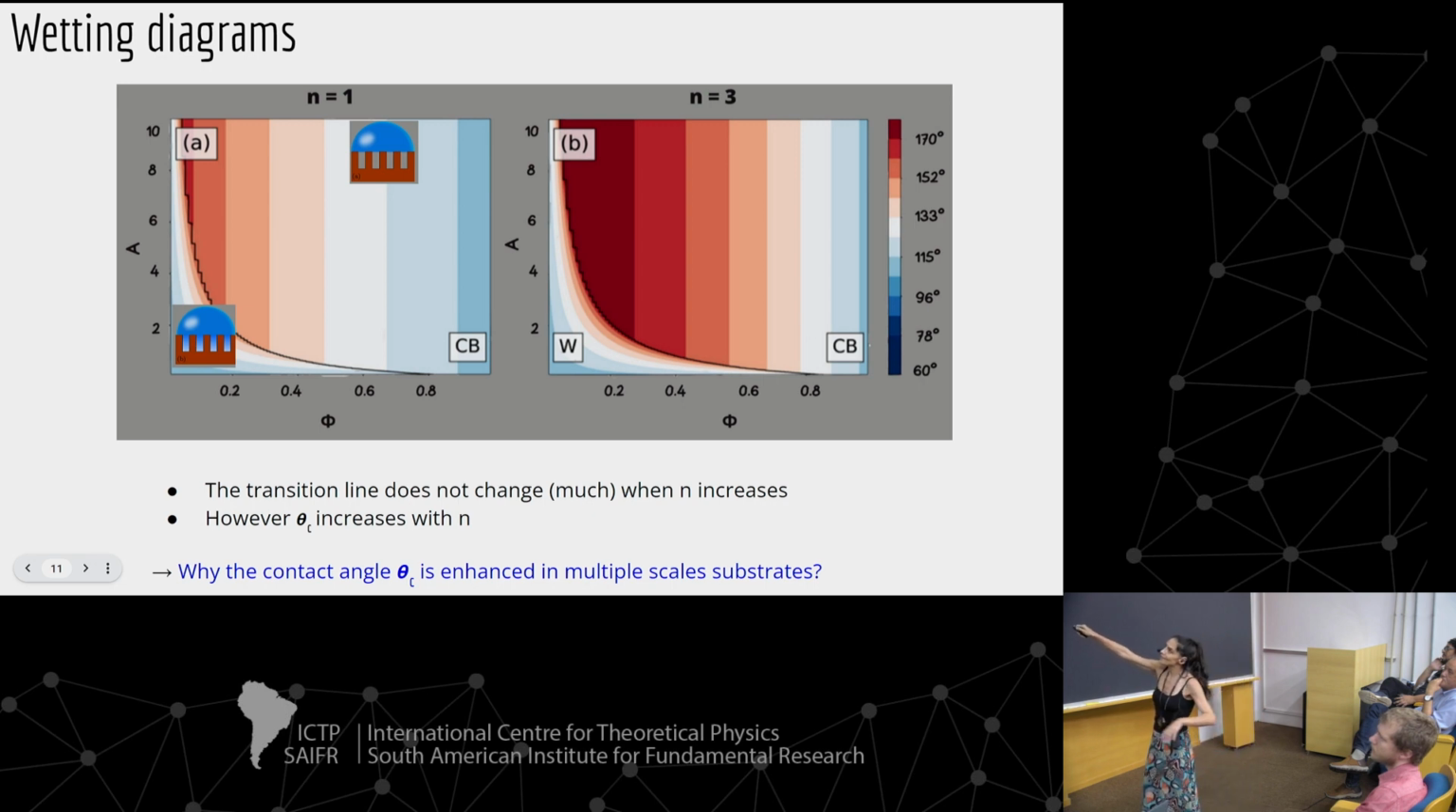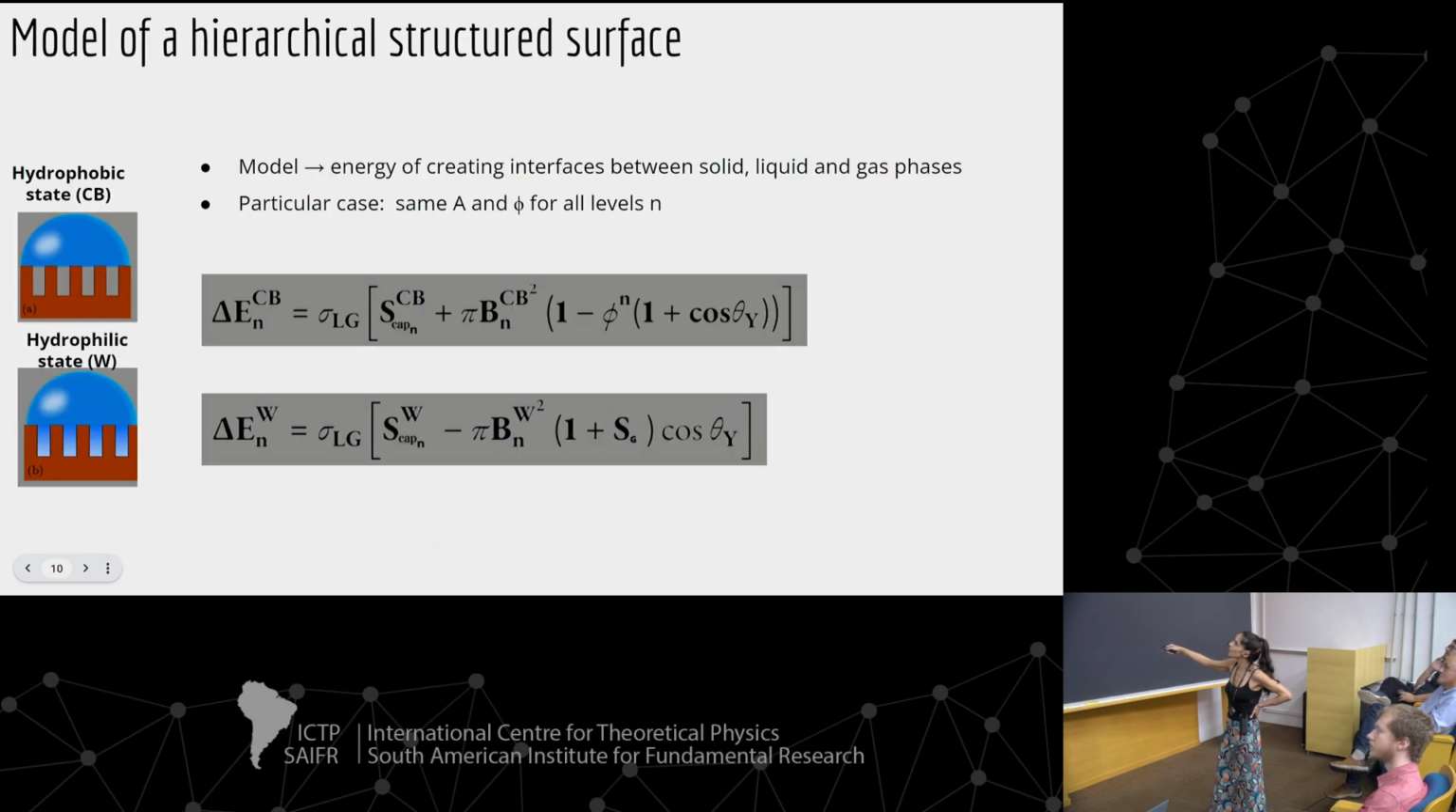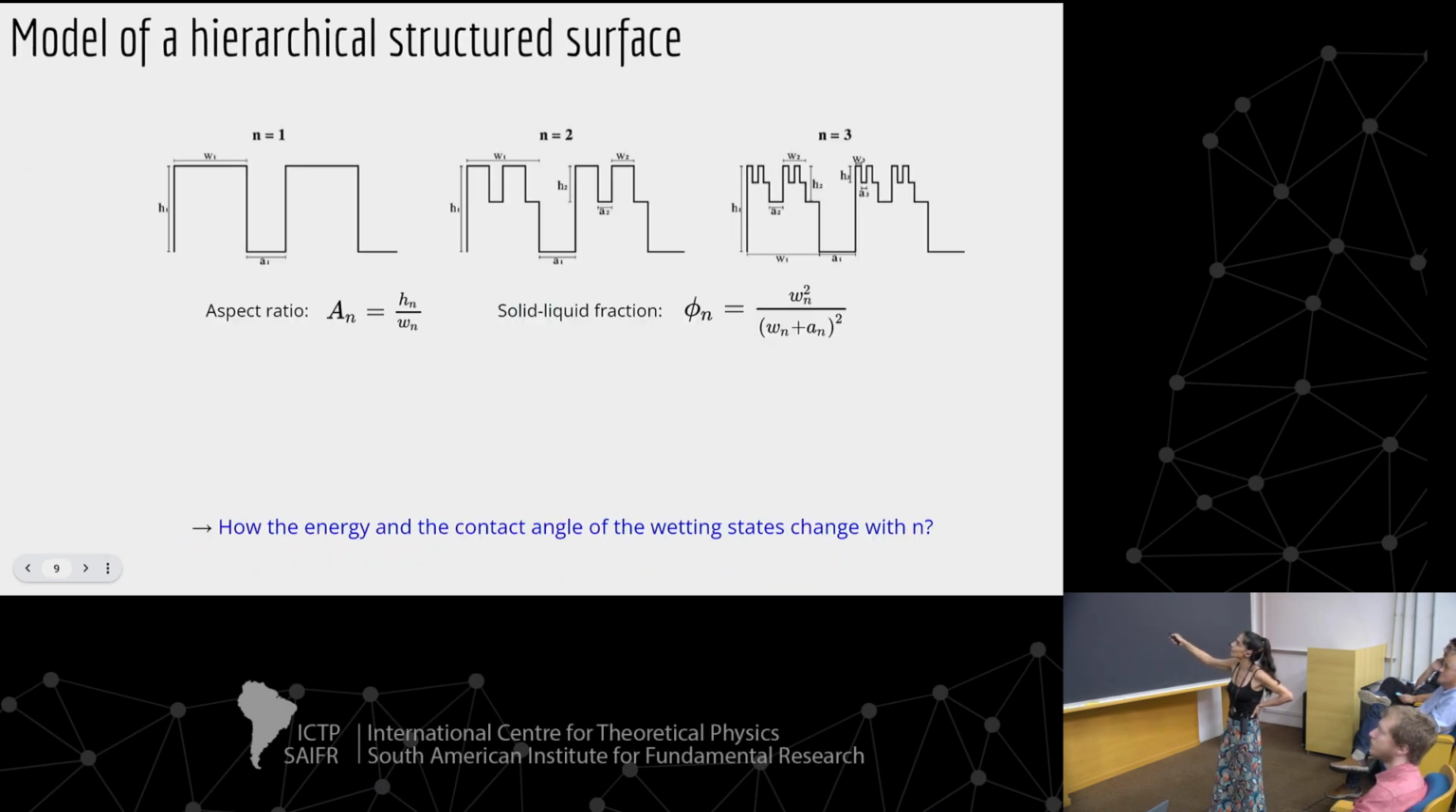And so what this wetting diagram means is that if I take a surface with 0.665 and, let's say, A equals 4, the surface is such that the droplet would prefer to be in the hydrophobic state. Okay, so then what you said is let us increase the level of the hierarchy of the surface, meaning that we would be in that type of surface.